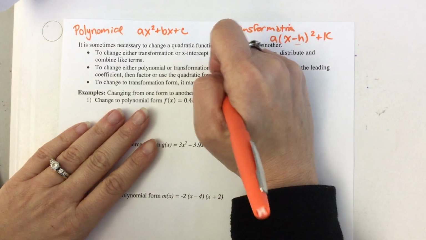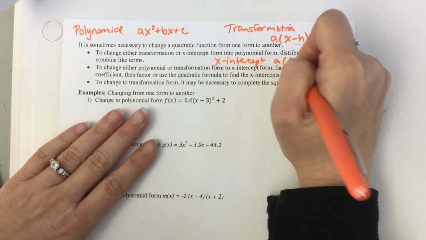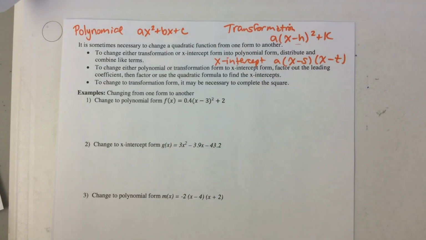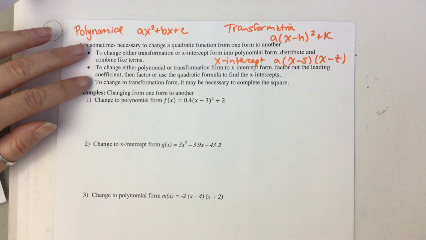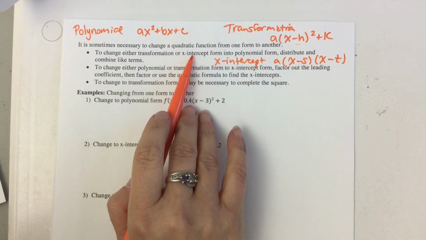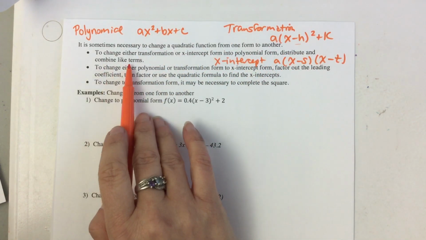Now today, we looked at the x-intercept form, which is a(x minus s)(x minus t). So these are the formats. Okay, now here are just some guidelines. If you are changing transformation or x-intercept into polynomial form, you distribute and combine like terms.